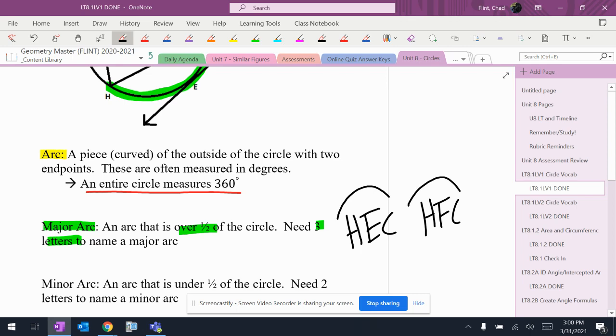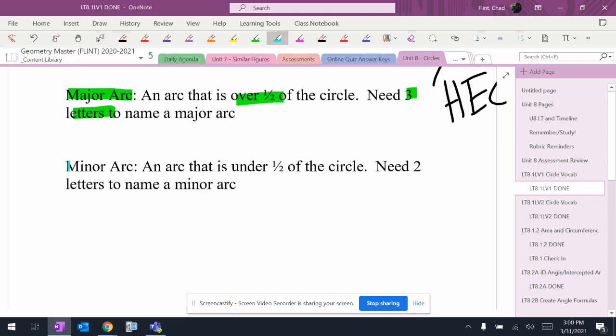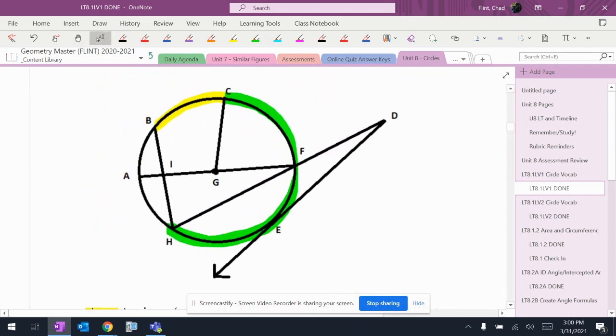All right, but it's important that I have 3 letters, because if I don't have 3 letters, what that's going to be referred to as is a minor arc. It's under half the circle, and it needs 2 letters. So how you can tell what they mean by this, what I'll do is I'll highlight the H here in blue. So there's my minor arc from B to H.